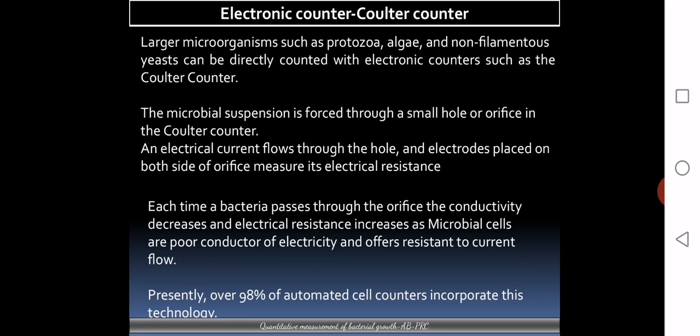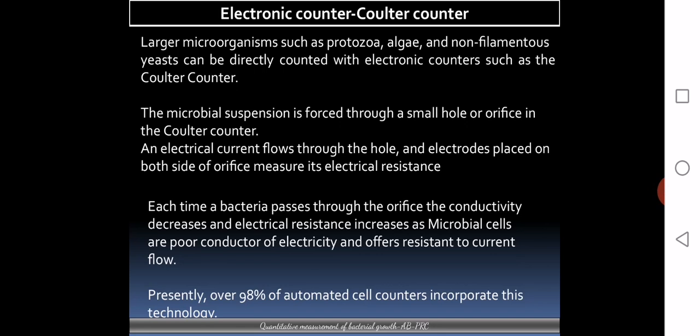and this orifice will be connected to an electrode. That means two electrodes, both positive and negative, and electricity will be passed, and whenever the cells pass through this orifice, there will be an electrical resistance developed, and this electrical resistance will be recorded and converted into a number. This is the basic idea.